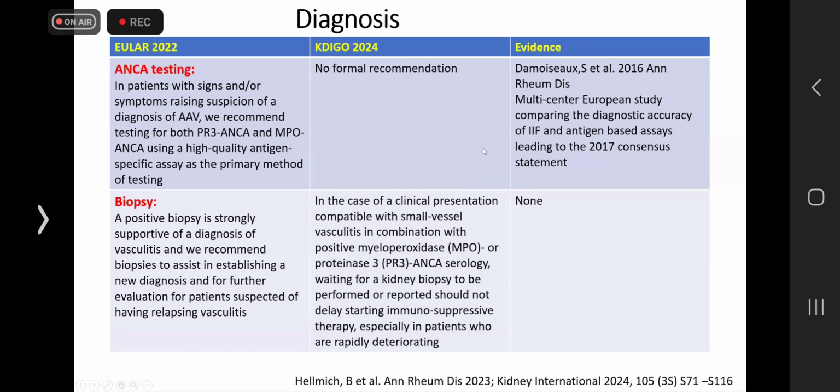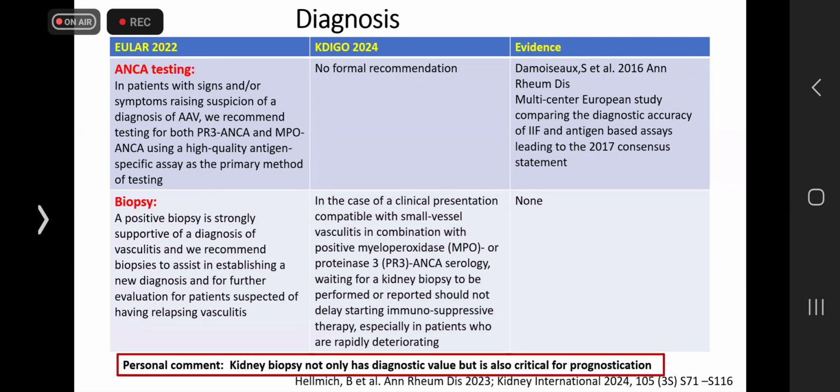In regards to the biopsy, EULAR 2022 states a positive biopsy is strongly supportive of diagnosis of vasculitis, and we recommend biopsies to assist in establishing a new diagnosis and for further evaluation for patients suspected of having a relapse. The KDIGO 2024 says in case of clinical presentation compatible with small vessel vasculitis in combination with a positive ANCA serology, waiting for a kidney biopsy to be performed or reported should not delay starting immunosuppressive treatment. So my own personal comment is kidney biopsy not only has diagnostic value, but is critical for prognostication, as you've already heard.